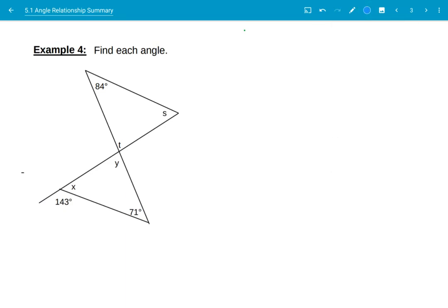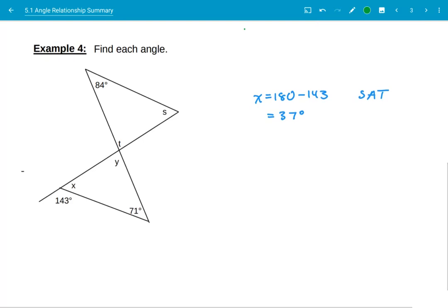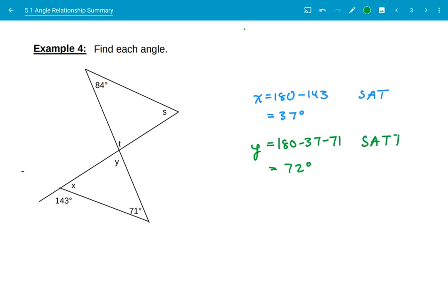And if you know what to do, go to it, pause the video and get ahead, and then play the video. X is equal to 180 minus 143, which is 37 degrees, because there's a straight line there making it a supplementary angle theorem problem. Y, go to it, get ahead, pause the video. 180 minus 37 minus 71, 72 degrees, and that's because there's a triangle there, sum of the angles in a triangle theorem.